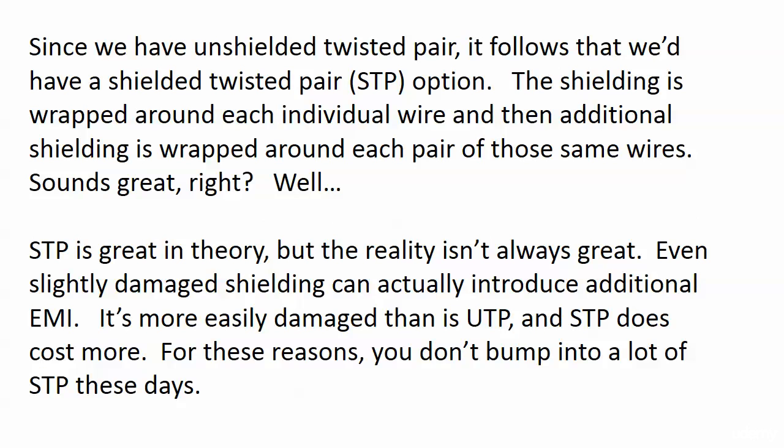Well, the second question I had, now that we've answered the twisted pair question, was, if it's unshielded twisted pair, why don't we have a shield on it? Does that mean that there's a shielded twisted pair option? And there is. Now, the shielding in STP, there's plenty of it, because the shielding is wrapped around each individual wire first. Then additional shielding is wrapped around each pair of those same wires.